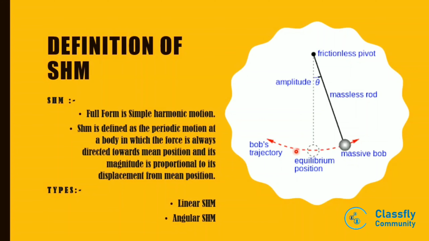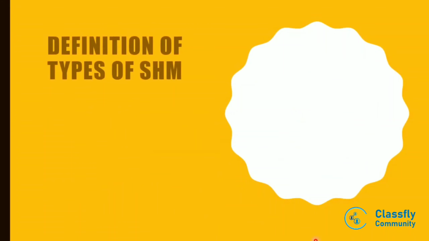Okay, so you understood this much, right? This is the basic concept. It says that the magnitude is proportional to its displacement from the mean position. So here the displacement is the amplitude. Now there are two types: one is linear SHM, another is angular SHM. So let's move on to the types of SHM.